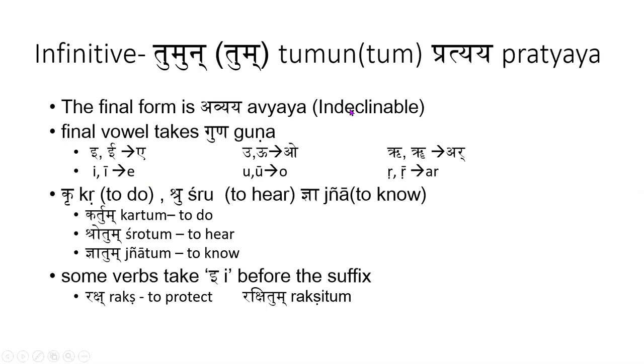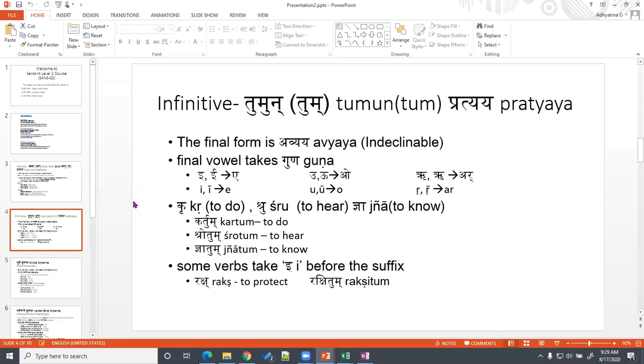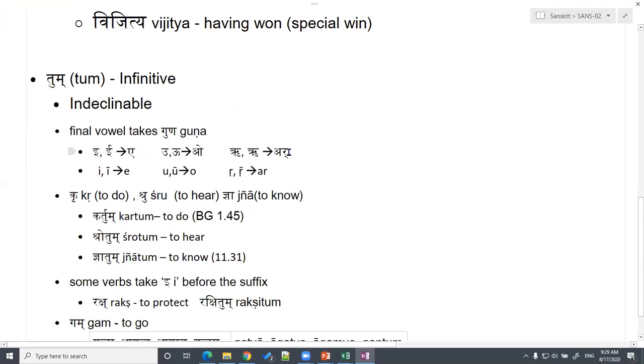Again, the final form is avyaya, indeclinable. That means you don't have to worry about bringing the case. You can use the form as it is. The final vowel here takes guna. What does it mean? So kru is the root here, and rukara becomes ar as guna. So that's why it becomes kartum. So tum comes in the end, but before tum, the root will take guna.